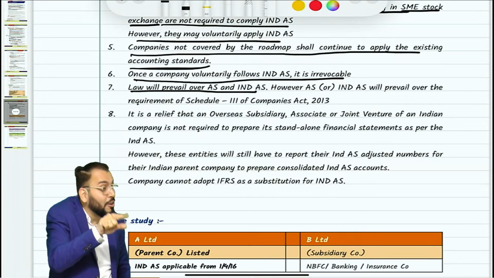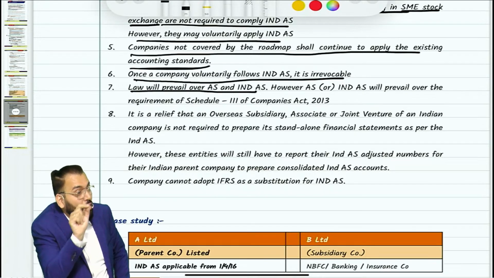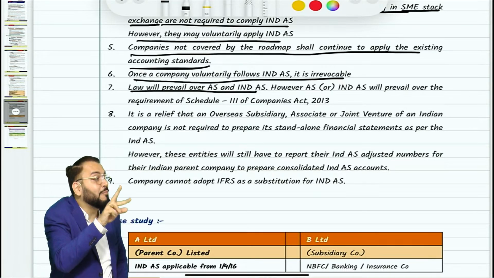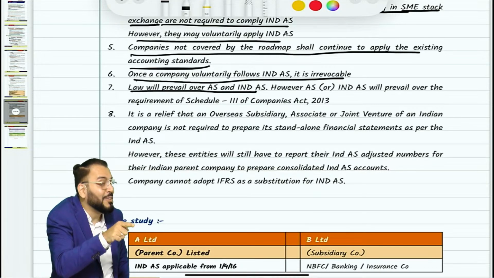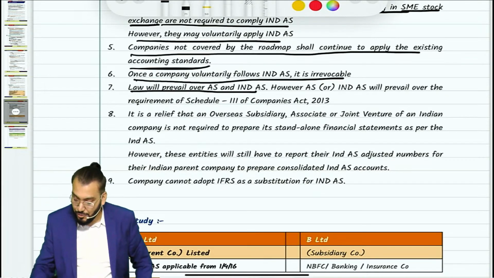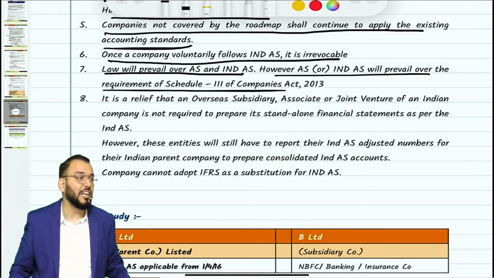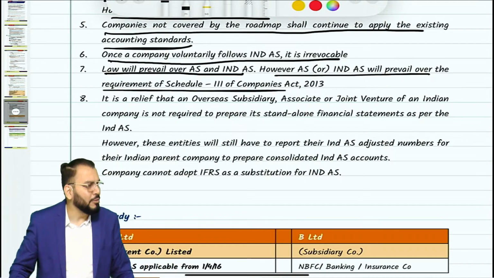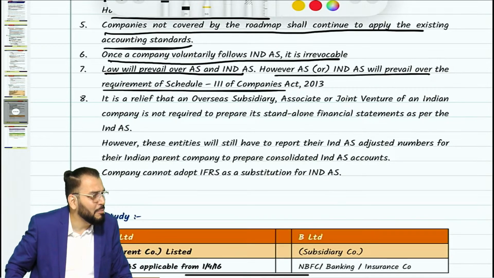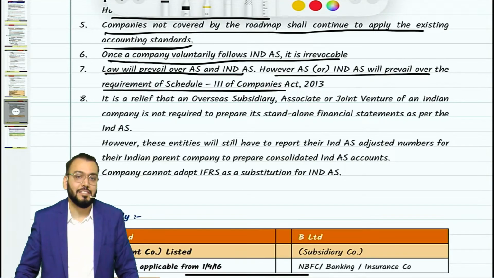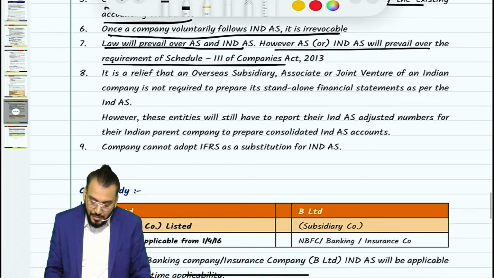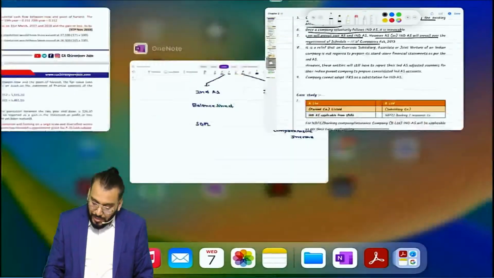Companies Act will prevail over Ind AS. Only Schedule 3 format can be modified as per the requirement of Ind AS. Understood this point? So, however, AS or Ind AS will prevail over the requirement of Schedule 3 of Companies Act 2013. Means format given under Schedule 3 can be modified. Can we modify that? Yes, as per the requirement of Ind AS. Got it? Correct.